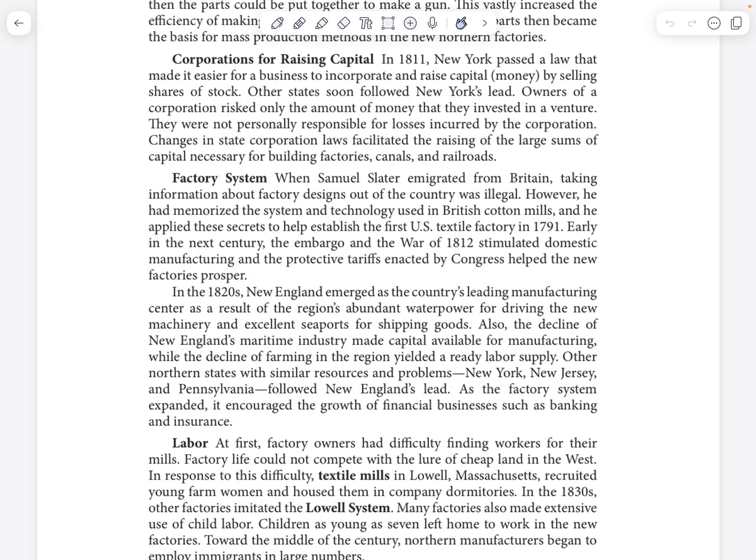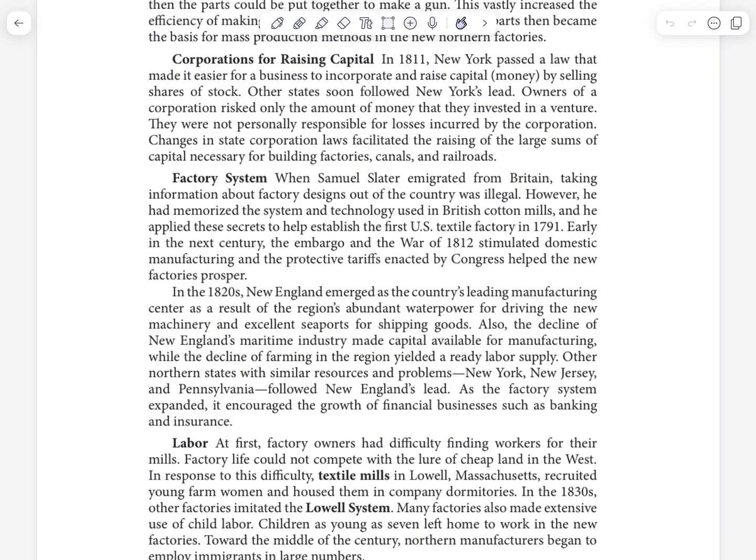They were not personally responsible for losses incurred by the corporation. Changes in state corporation laws facilitated the raising of large sums of capital necessary for building factories, canals, and railroads.